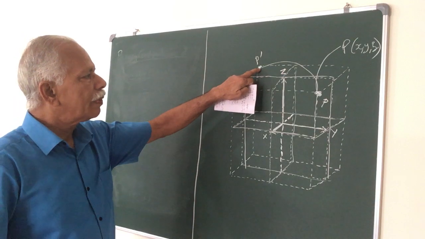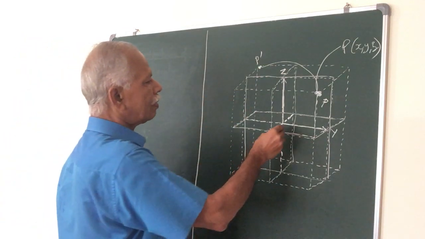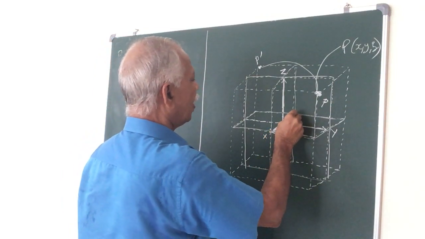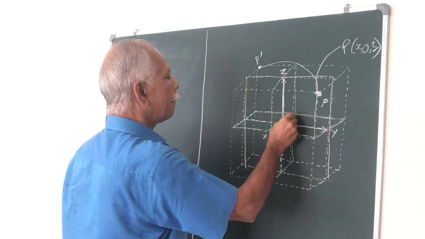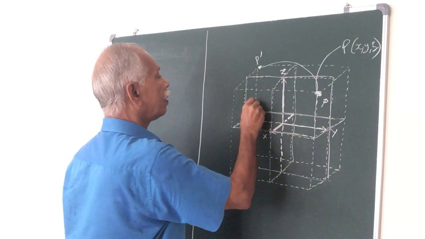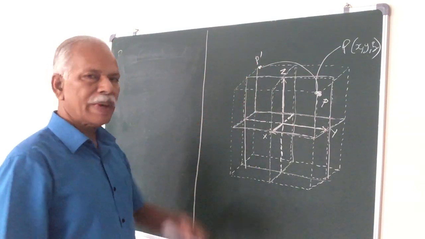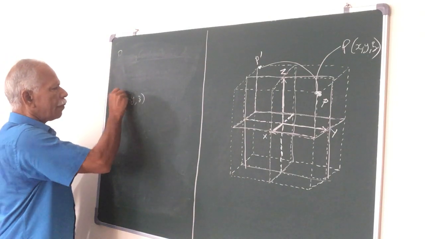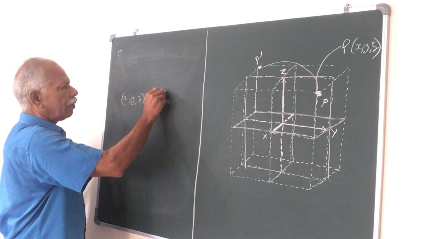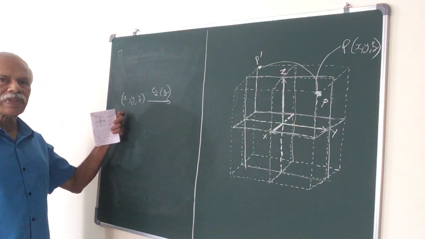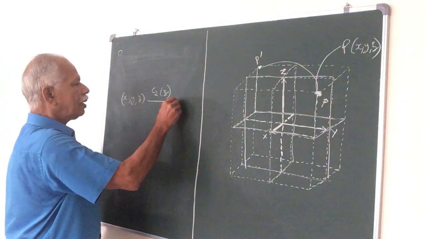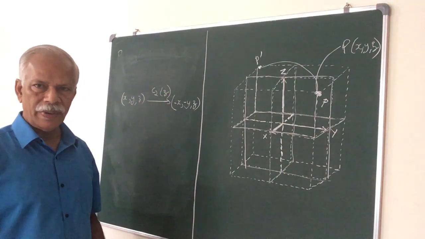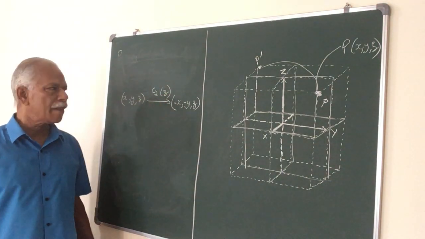On reaching this point, P dash, the x-coordinate has been changed to minus x, and the y-coordinate has been changed to minus y, and the z-coordinate remains the same. So we shall write: x, y, z, under 180 degree rotation about the z-axis, changes the coordinates of the point to negative x, negative y, but z remains still positive.